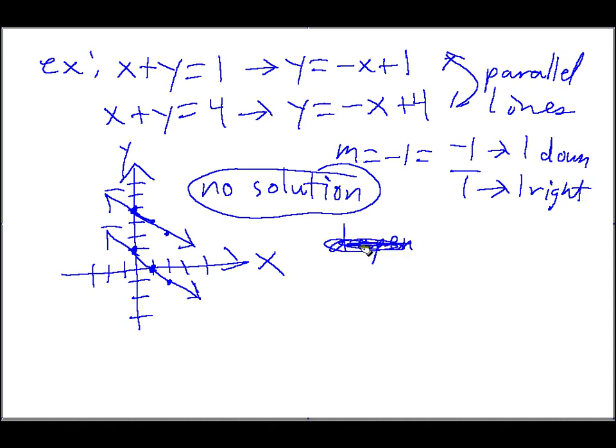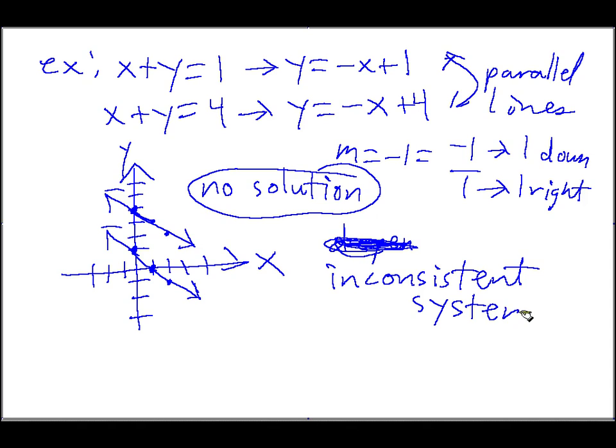Oops. Sorry, wrong term there. I meant to say we call that an inconsistent solution. We'll talk about the dependent solution in a moment here. All right, sorry about that. Inconsistent system, I meant to say. Inconsistent system. Okay, so this linear system, again, is inconsistent.